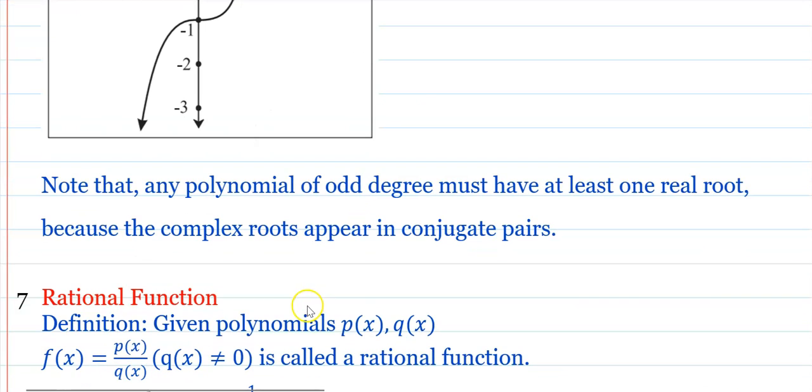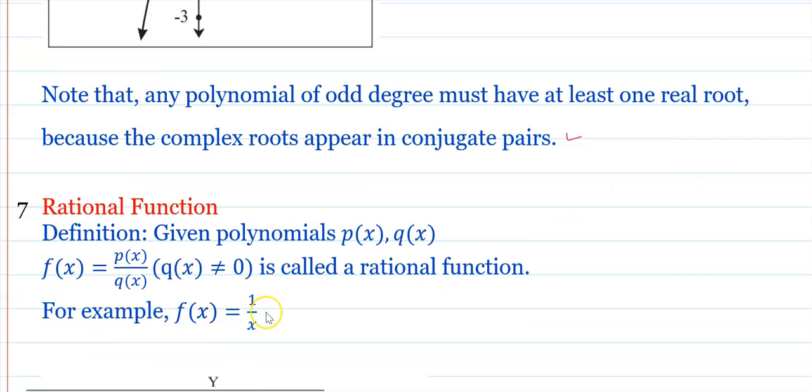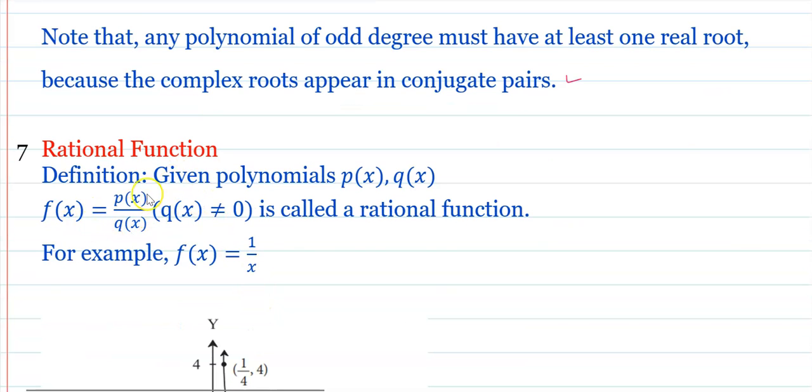Now next, note that any polynomial of odd degree must have at least one real root, because complex roots appear in conjugate pairs. Next, rational functions. f of x is equal to p of x upon q of x, where p of x and q of x are polynomials, is called a rational function.